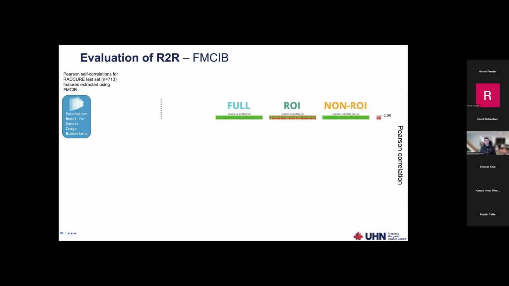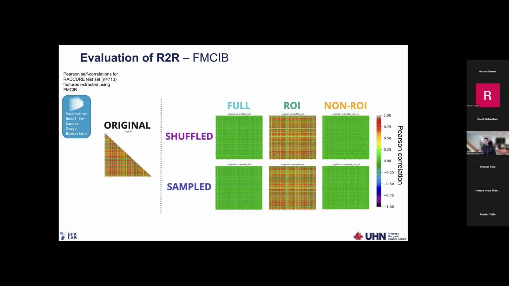So the question is, do you see the same effect for FMCIB, for this foundation model? And when you randomize the full image, the correlation is completely gone. So that's good news. FMCIB is definitely very specific to the actual arrangement of the voxels. But when you shuffle only the ROI, so what's inside the tumor, surprisingly, that correlation structure remains. So that was a big surprise for us.